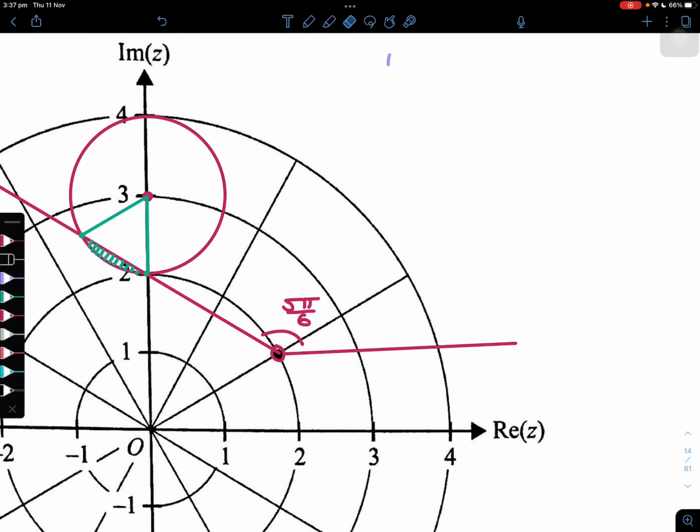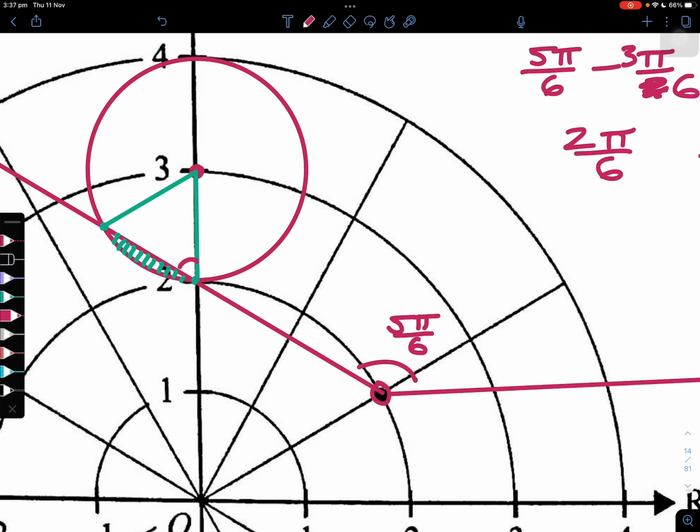So that's what I'm going to do. Let's get rid of this line. I'm going to have 5 pi on 6 minus pi on 2. Or you could just write that as 3 pi on 6. And that would give us 2 pi on 6 or pi on 3. Okay? So that tells us that this angle in here is pi on 3.